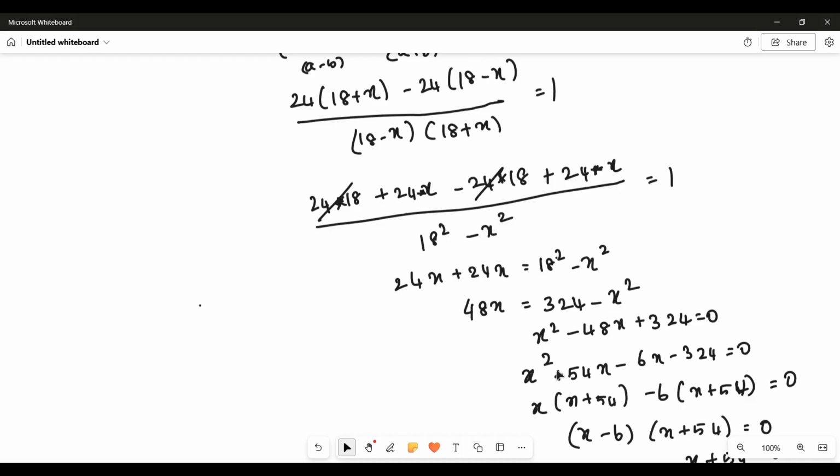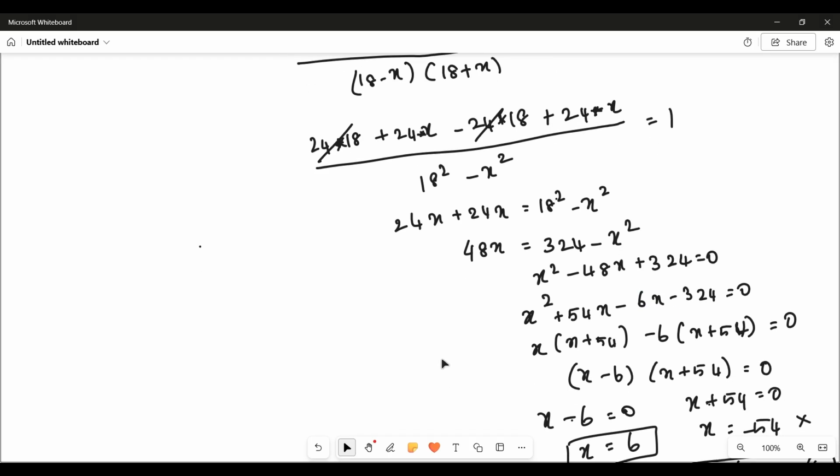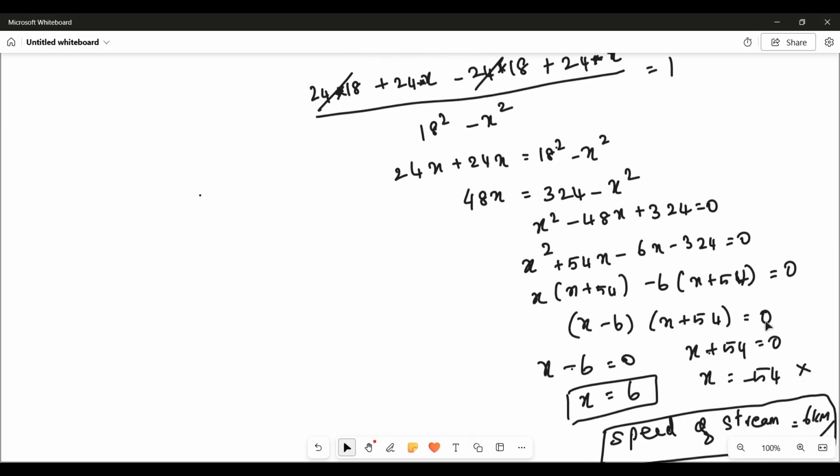Now when we solve it, you get x squared plus 54x minus 6x minus 324. So when you solve it, you get x times x plus 54 minus 6 times x plus 54 equal to 0. Each binomial, I'm making equal to 0. So I get x minus 6 is equal to 0, which is x is equal to 6, and x plus 54 equal to 0 becomes x equals minus 54. Since speed cannot be negative, we'll ignore this. And now the speed of stream is equal to x, which is nothing but 6 kilometers per hour. This is your answer.